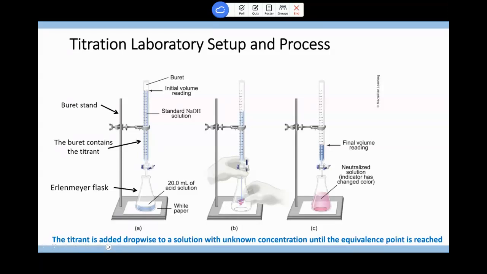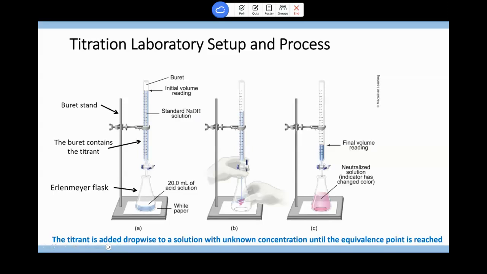We can carefully measure how much volume of the standard solution is added to the unknown solution. And we know the molarity, so we know the concentration of our standard solution. So this is our titrant, what's getting added. The titrant is added dropwise to our solution with unknown concentration. So that when we reach an equivalence point, which is when, let me back up. In our unknown solution, we also have an indicator. So the indicator will change color when we have strong acid down here.